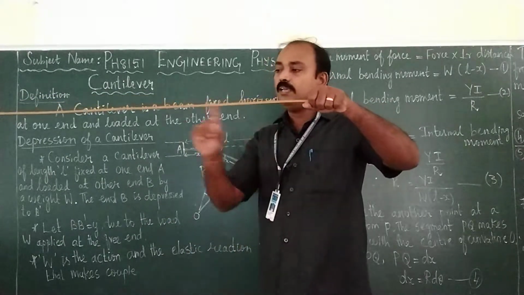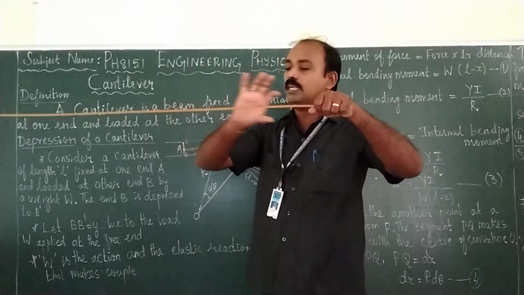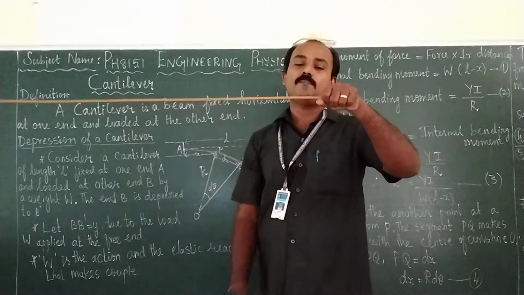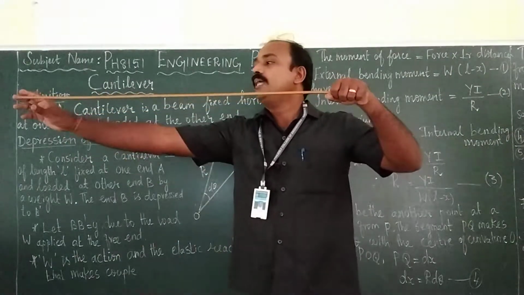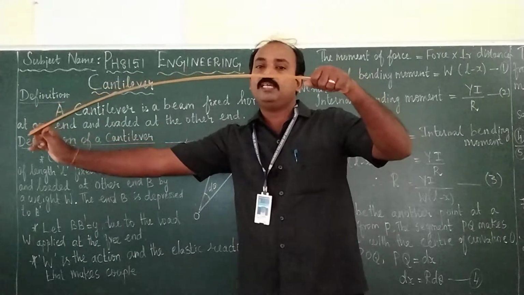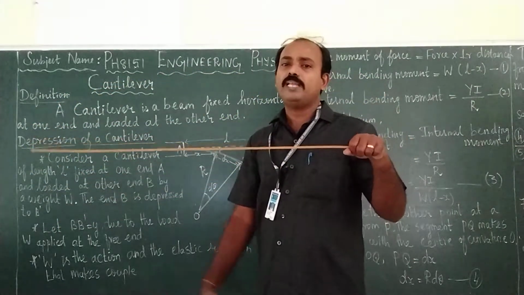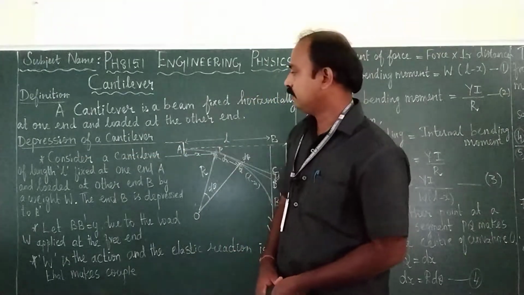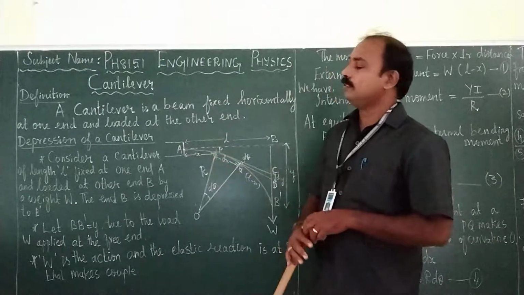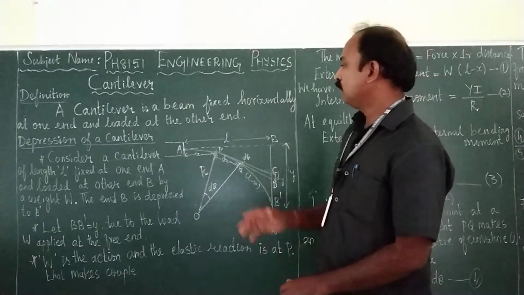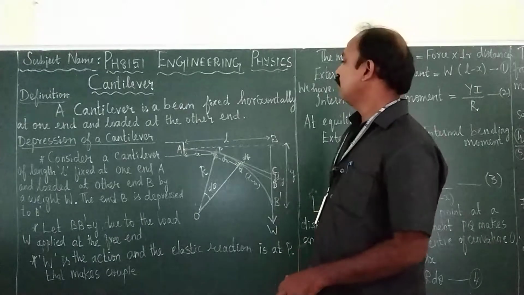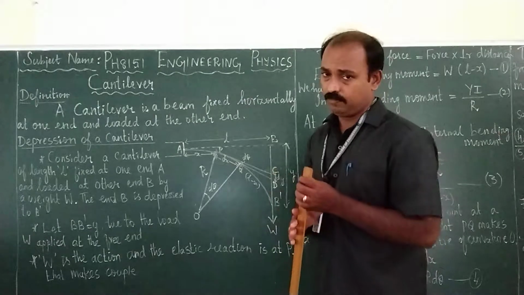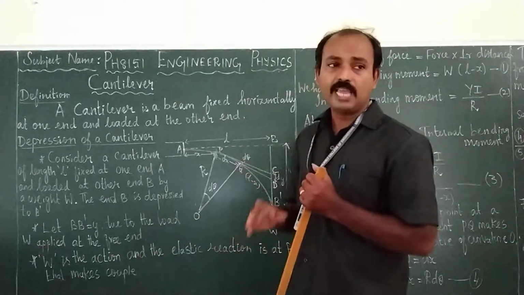A cantilever is a horizontal beam whose one end is fixed and the other end is loaded. A very good example is a diving board. A diving board is an example of a cantilever. From this cantilever, I am going to derive Young's modulus of the material of the beam with the help of this cantilever experiment.